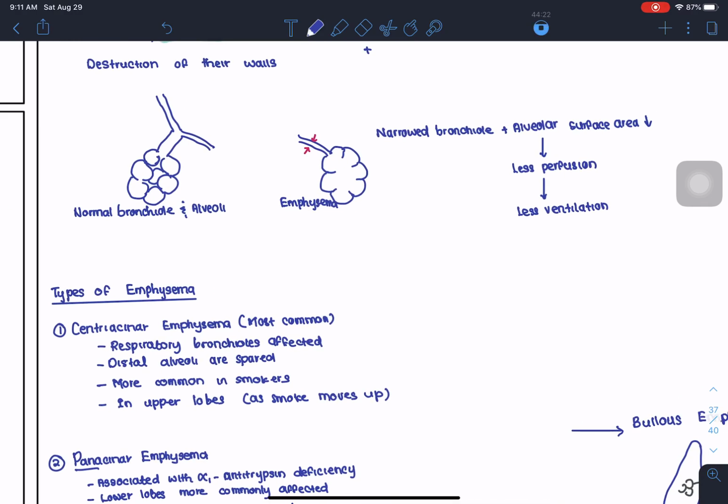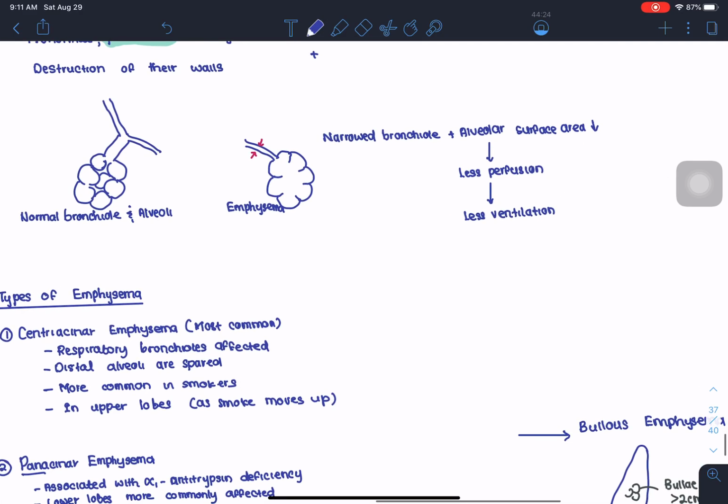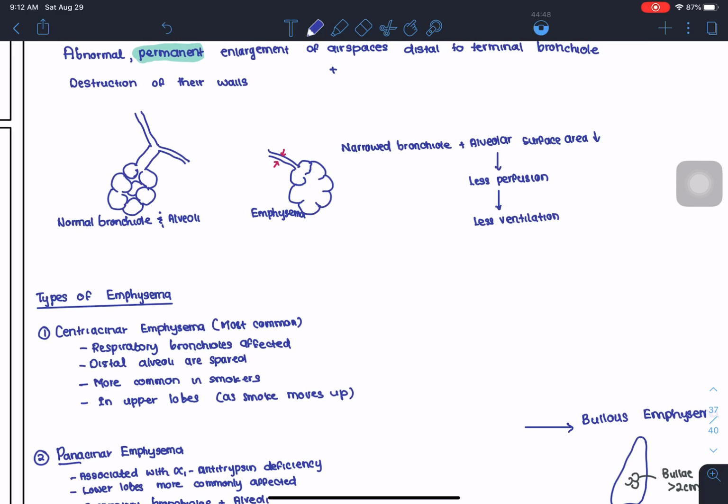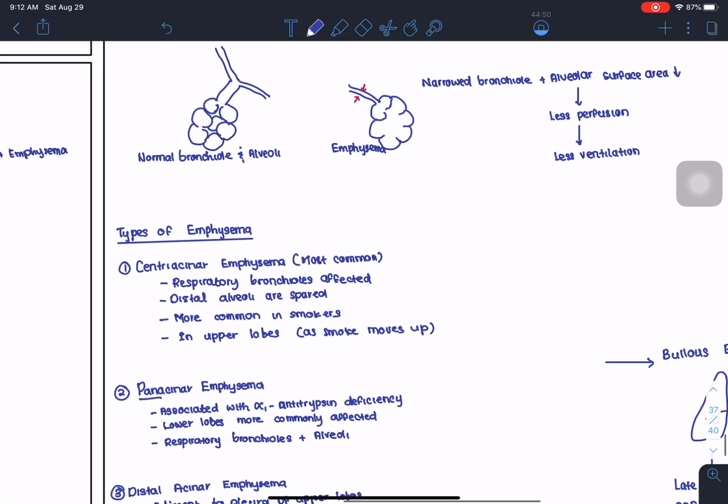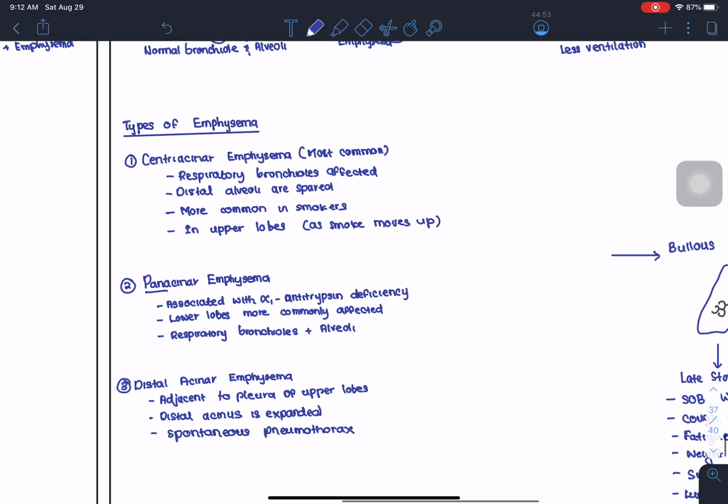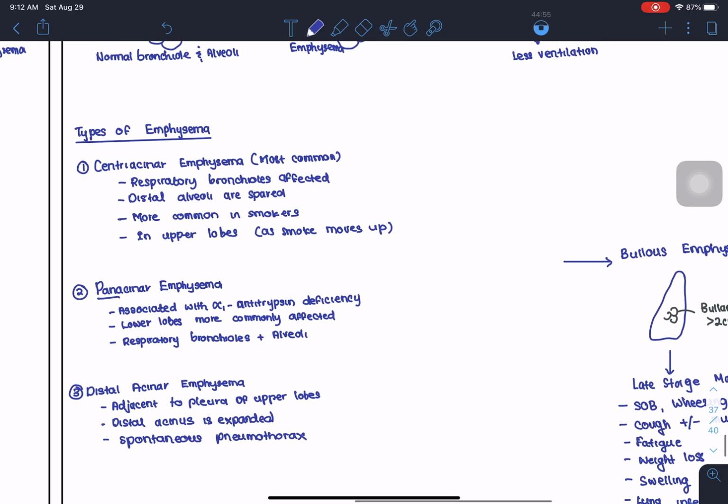So you will also get narrowing of the bronchioles. Alveolar surface area decreases. There will be less perfusion. Now, what is alveolar surface area important for? Proper gas exchange. When the alveolar surface area is high, more oxygen has space to diffuse into blood. Now the surface area is decreased, you don't have that space, so you get less perfusion and therefore less ventilation into the body. Less oxygen is now in the body.